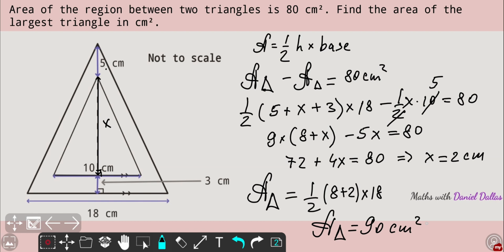All right, that was a short problem dedicated to the areas of triangles. Make sure you understand how it works, and make sure that the region in between is basically the difference of two areas. I hope you liked that, and I hope you have the same results.